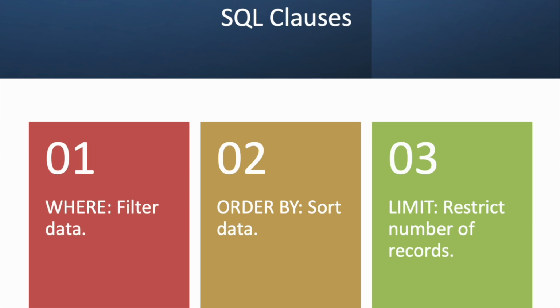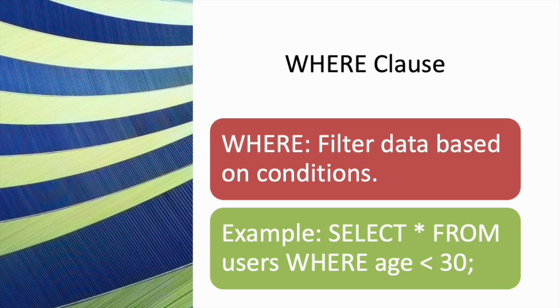Now let's talk about SQL clauses. We will talk about three SQL clauses which are where, order by, and limit. The first one is where clause. The where clause filters records based on specific conditions. For example, SELECT * FROM users WHERE age < 30 will show all users younger than 30 years. Use different data types in the conditions: string, integer, date, like this.